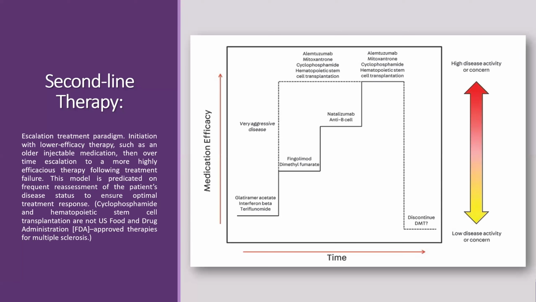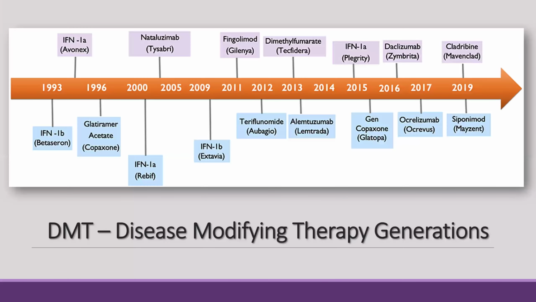After that, we should decide on the second-line therapy, which depends on the severity of the attacks. We call it disease-modifying therapy. So since 1993, we have more and more DMTs for multiple sclerosis.